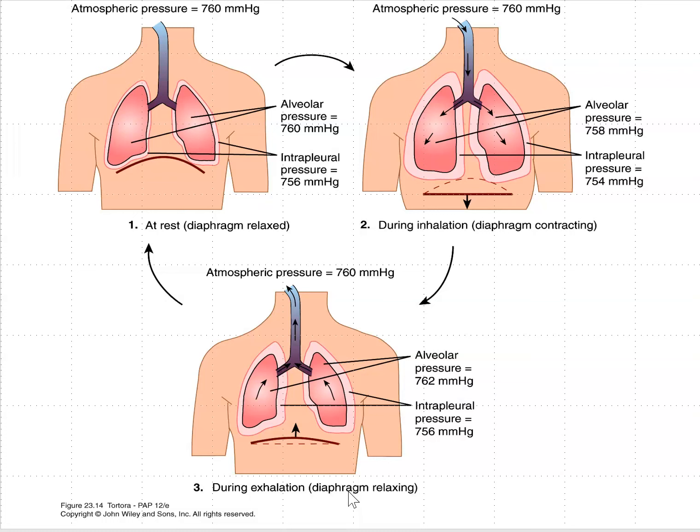lungs alone, thereby reducing the size of the chest cavity even more, which leads to an increase in the alveolar pressure. So due to this difference in the pressure of the alveolus and the atmosphere, gases move from an area of high pressure to an area of low pressure.